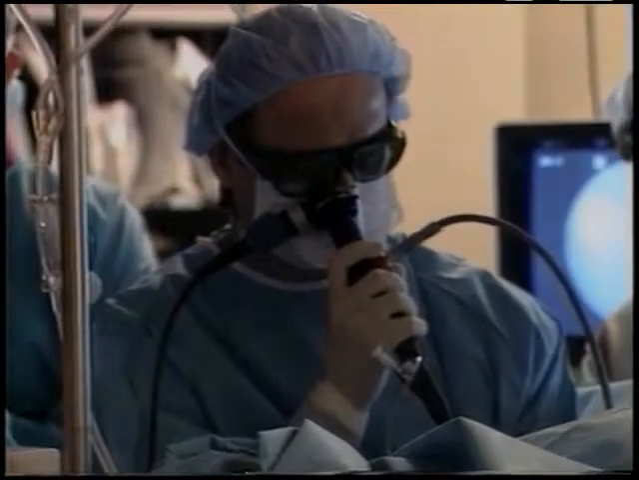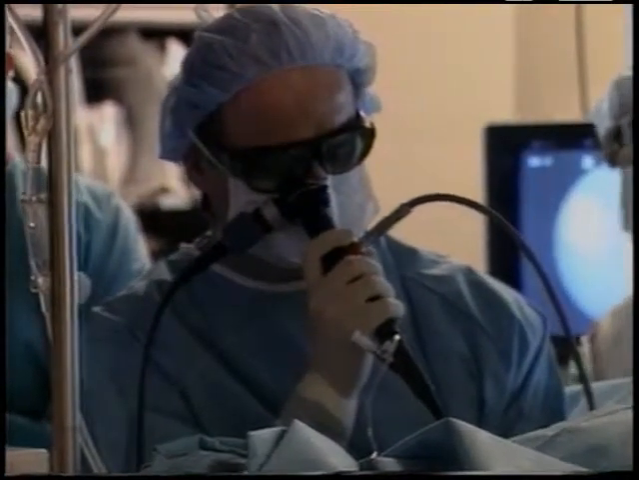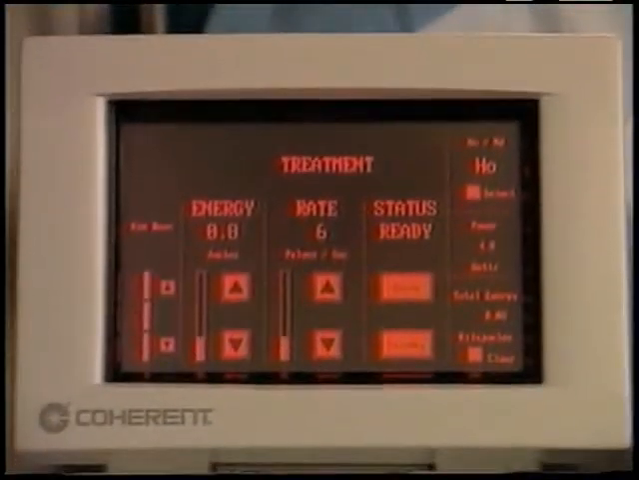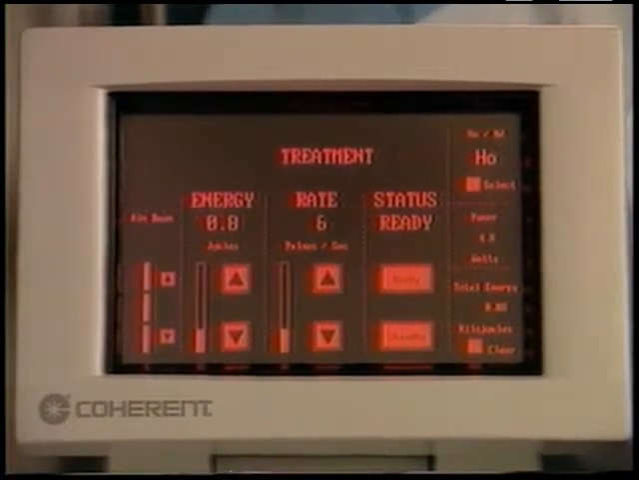In this presentation, we shall emphasize the features and application of the Holmium YAG laser in treating urinary neoplasms, obstruction, and calculi in the upper urinary tract.